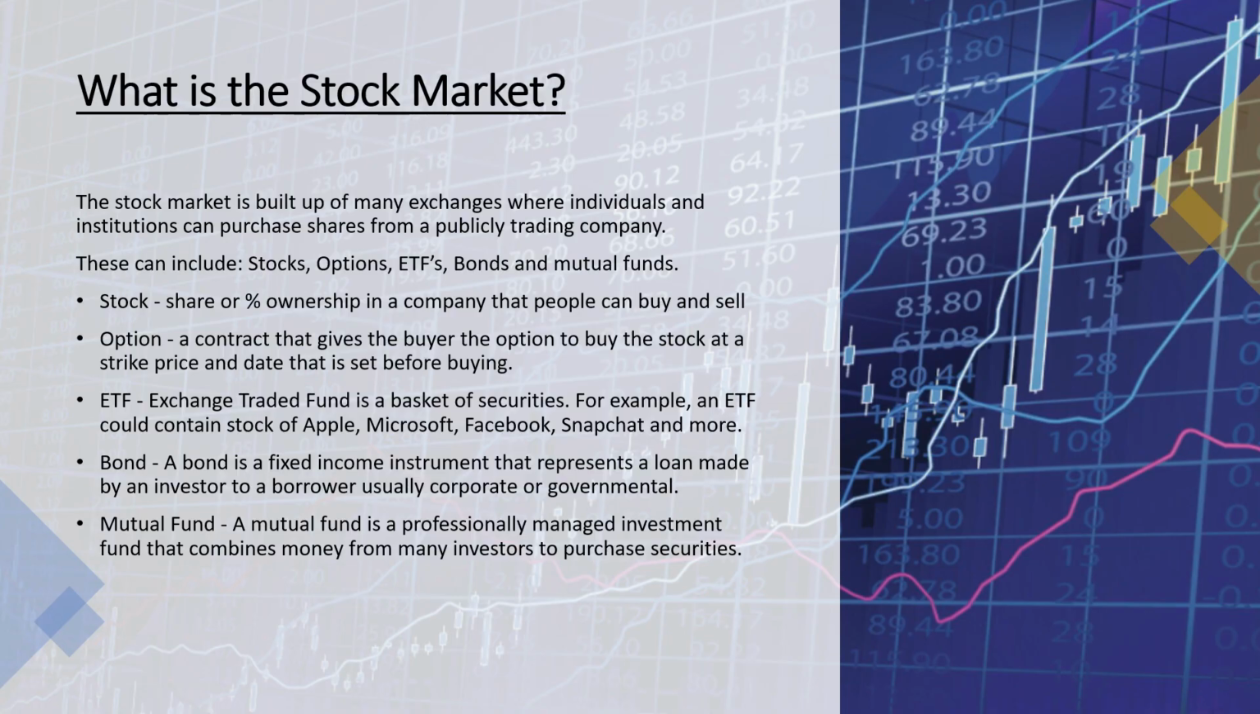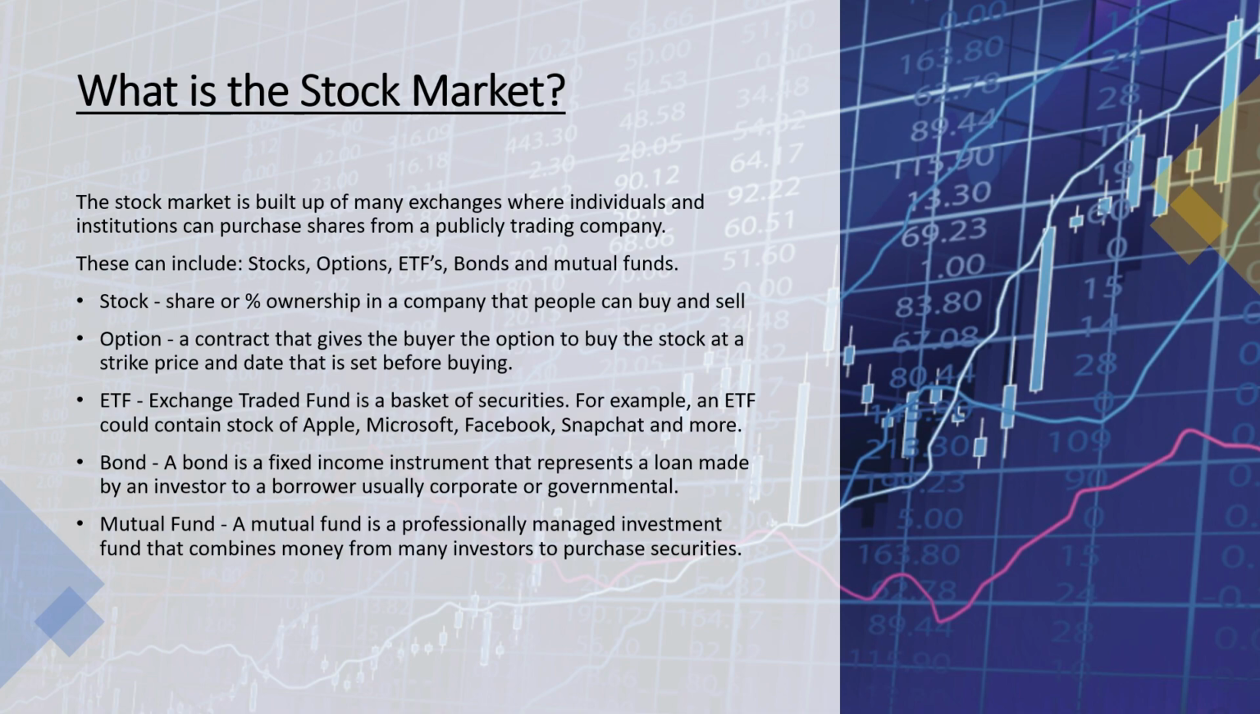Okay, so what is the stock market? Well, the stock market is built of many exchanges where individuals and institutions can purchase shares from a publicly trading company. This is known as the stock market, obviously. So, the stock market includes stocks, options, ETFs, bonds, and mutual funds. When you buy a share or a stock of a company, you are basically buying a percentage ownership of that company, and people can buy and sell.